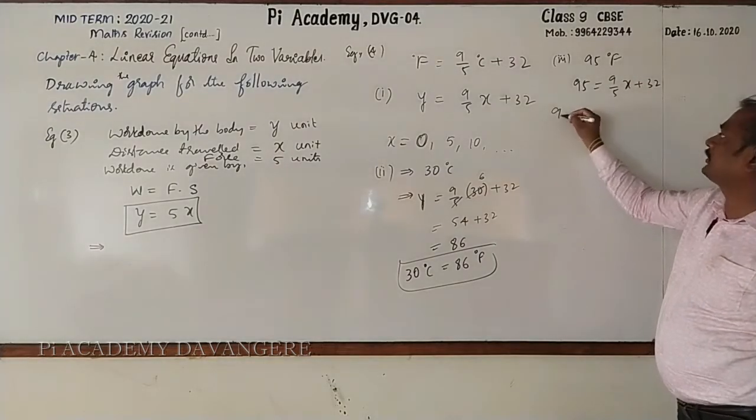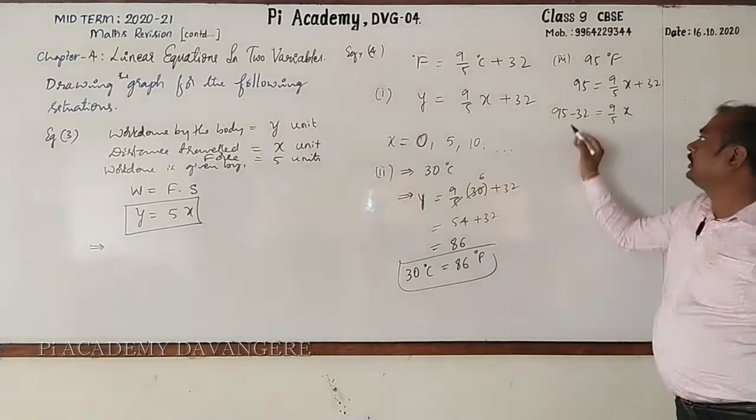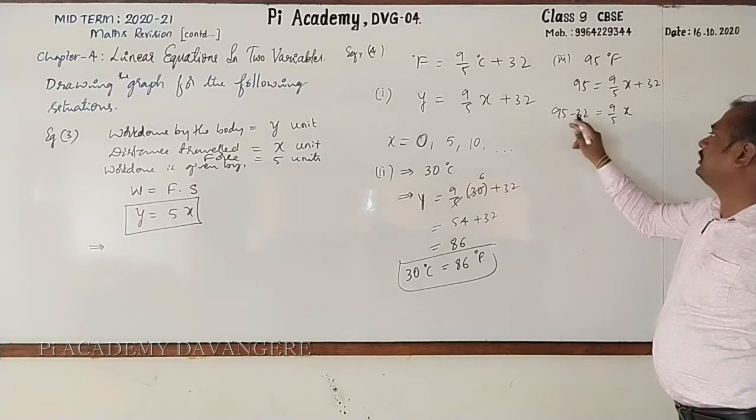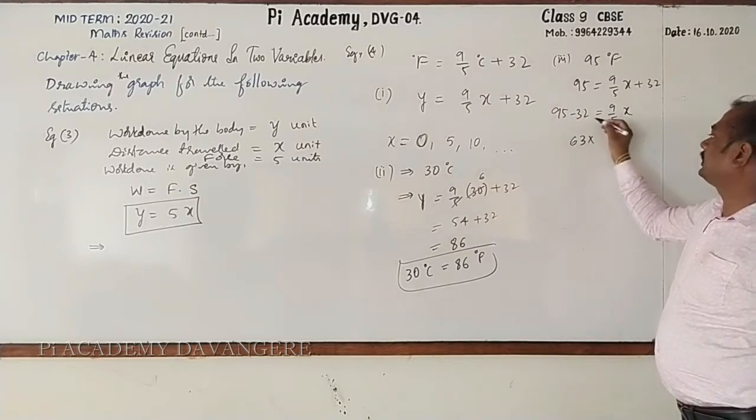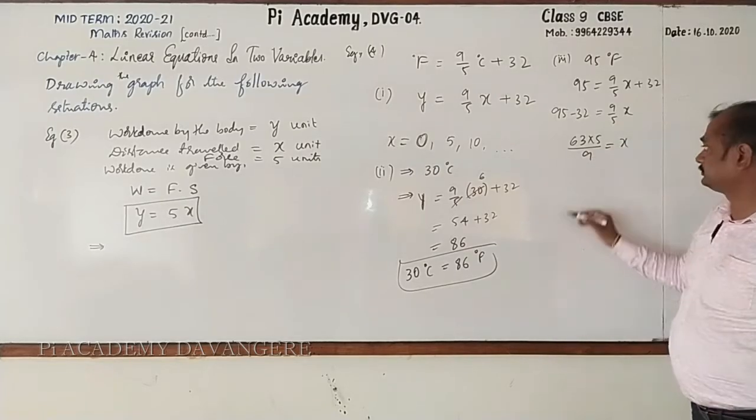Transfer 32 to the left hand side. 95 minus 32 is equal to 9 by 5 into x. Then subtract. 95 minus 32 is 63. Then cross multiply. 5 into 63, then divided by 9, it is equal to x.